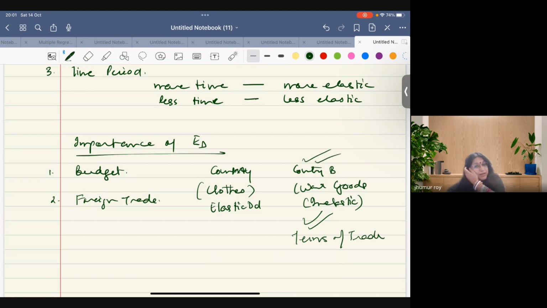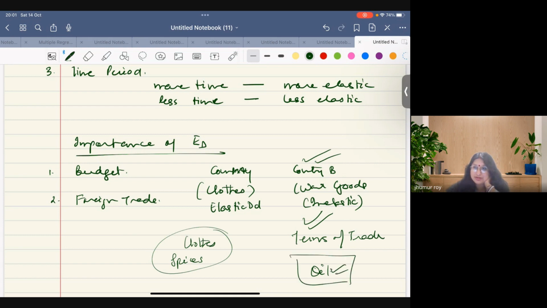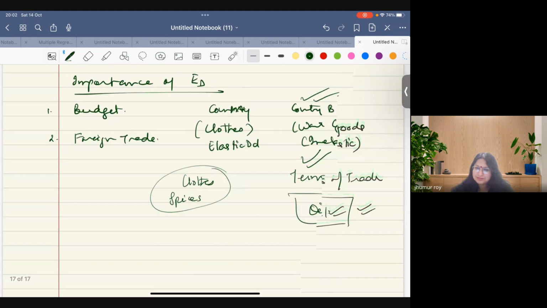So similarly, if you see the case of oil, the other countries might be producing spices, might be producing clothes, might be producing something else, but without oil we can't manage. So that's why the OPEC countries are always very strong in their trade terms. So you'll find that where you have an inelastic demand for the product, means we cannot do without it, that country always lies in a more beneficial area. And that's why this is a very big deciding factor when we talk about terms of trade. Okay, so I hope that was clear.